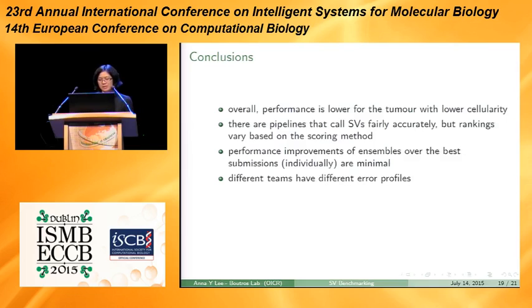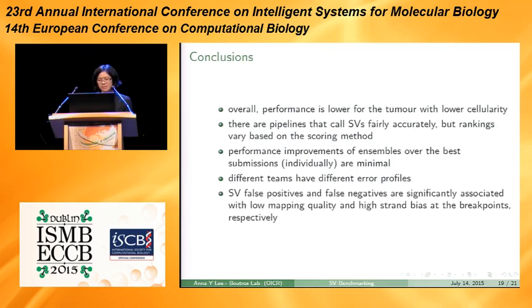Furthermore, we saw that different teams have different error profiles, but we also saw specific associations that are more general, such as structural variant false positives and false negatives being associated with low mapping quality and high strand bias, respectively.